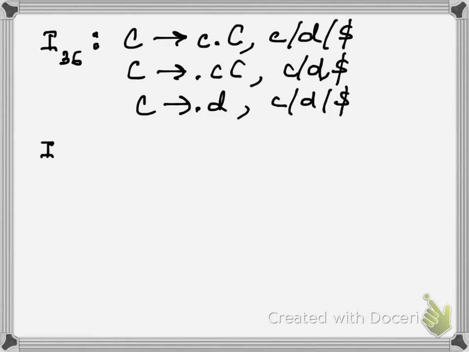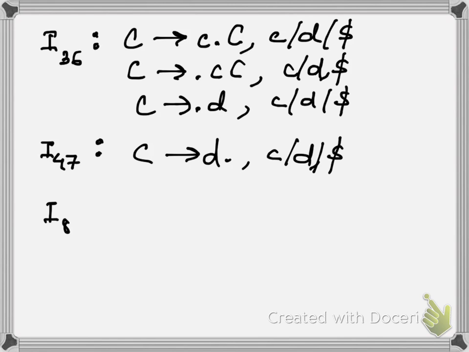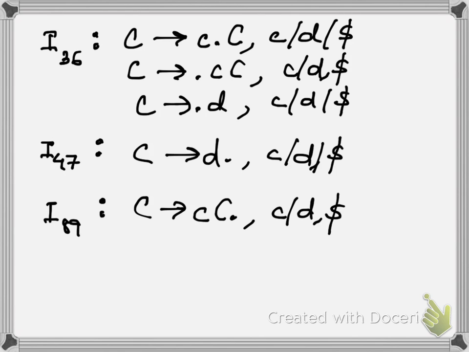Similarly, I4,7 would be C derives D dot, and the look-ahead would be C, D, dollar. I8,9 would be C derives small c capital C dot with C, D and dollar. So these are the combined states. Instead of 10 states, we are reducing 3 states. Those 3 states we have combined, so we get 7 states.